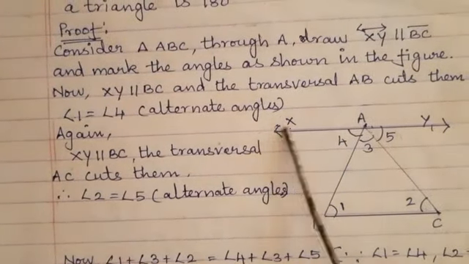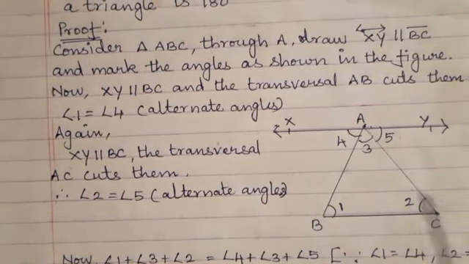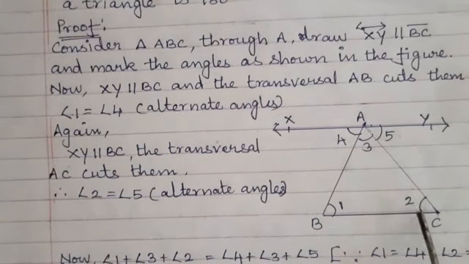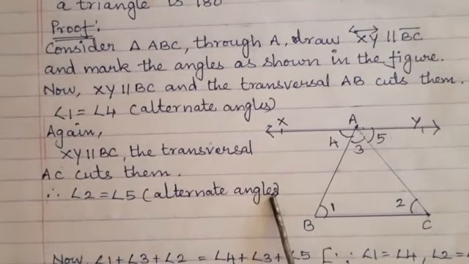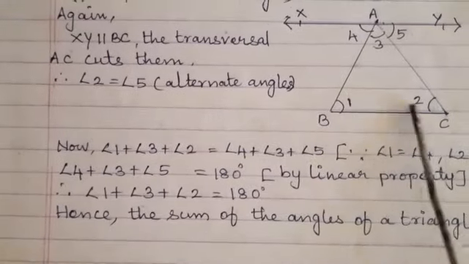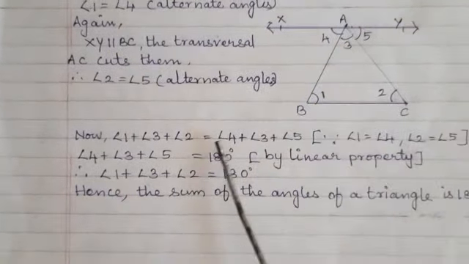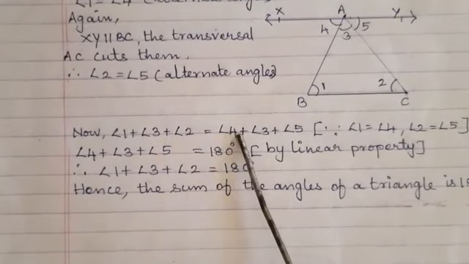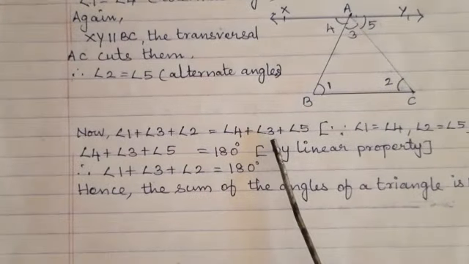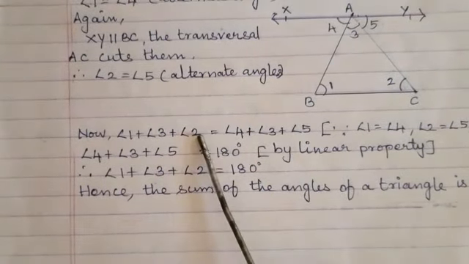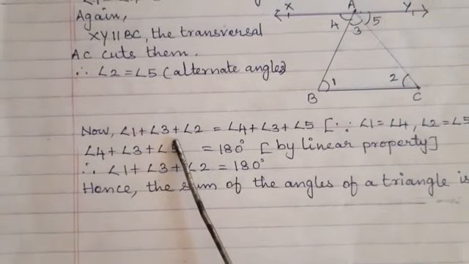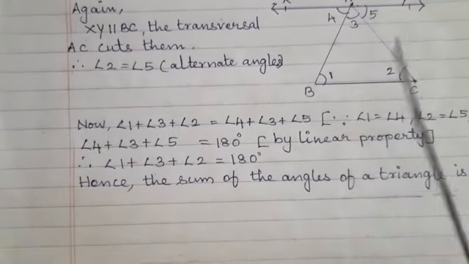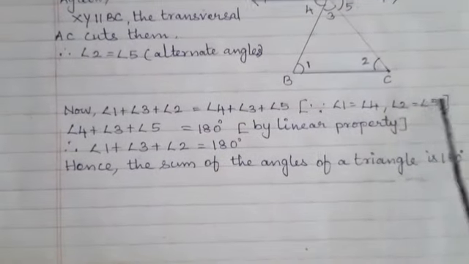In the same way, XY and BC are parallel lines cut by the transversal AC. So angle 2 equals angle 5, that is an alternate interior angle. Here I have written that. So now angle 1 plus angle 2 plus angle 3 is equal to angle 4 plus angle 3 plus angle 5. Why have I written angle 4? Because angle 1 equals angle 4, which we proved earlier, and angle 3 I have written as it is, and angle 2 equals angle 5.